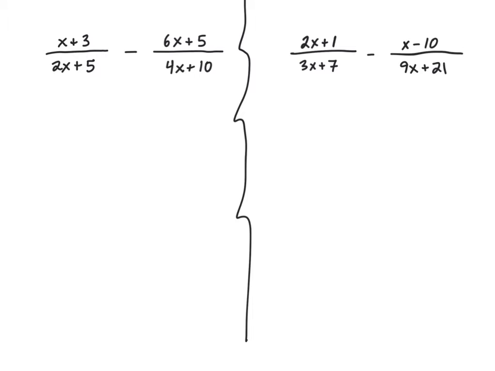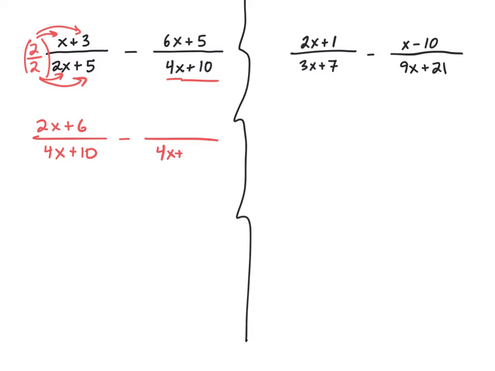How can I get these different denominators to be common? If I multiply this left one by a 2, 2 times 2x is going to get me 4x, and 2 times 5 is going to give me that 10. If I make this a fancy version of 1, 2 over 2, then I'm really not changing the problem. So now I have 2x plus 6. Notice that the distributing also happens on the numerator. On the bottom, I now have 4x plus 10. I didn't need to change the right side of the fraction because I already have 4x plus 10.